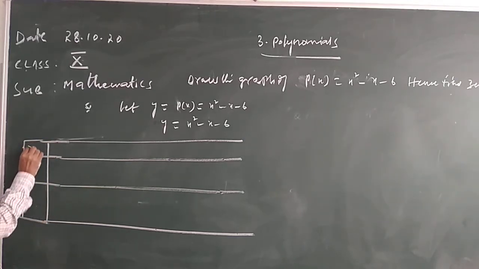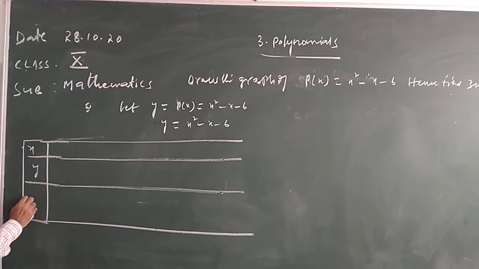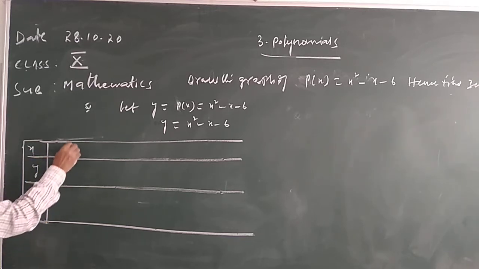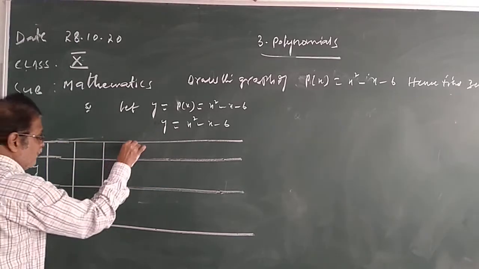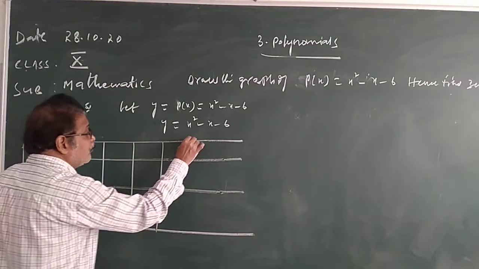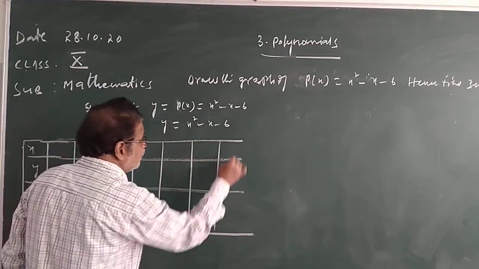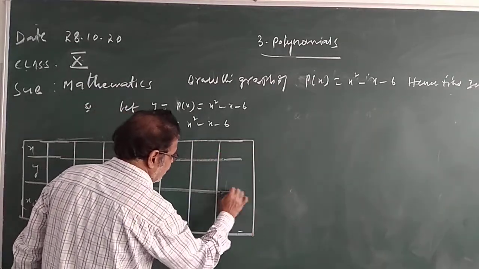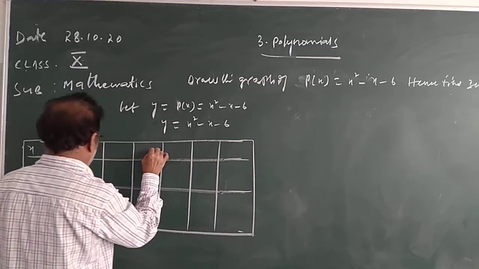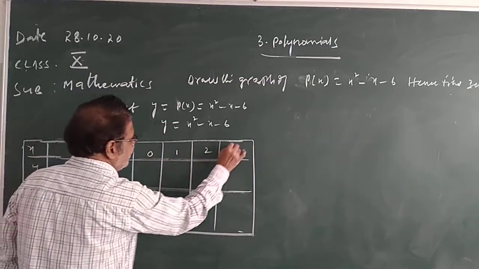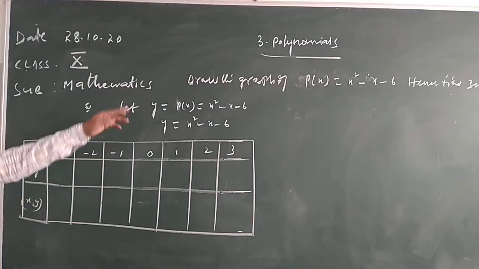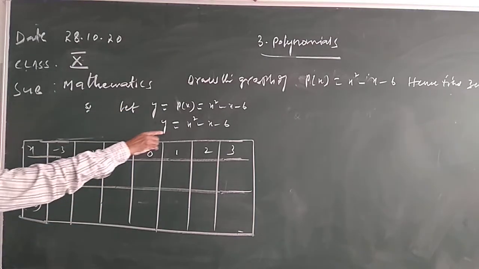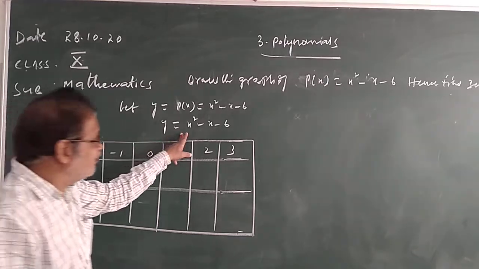Okay, this is x, this is y, this is P of x. Take x values: 3, 2, 1, 0, 1, 2, 3 — three positive values and three negative values. Substitute these values. When x is equal to 0, substitute here. You know how to substitute this? Then y is equal to 0.